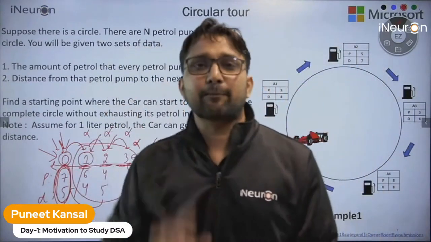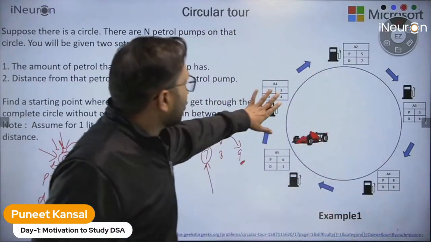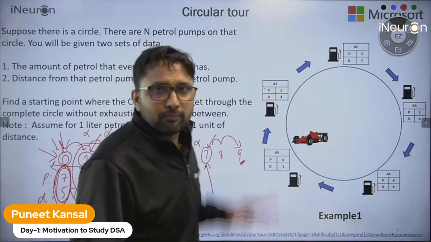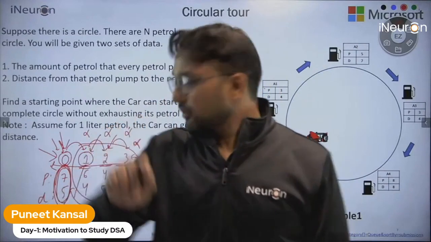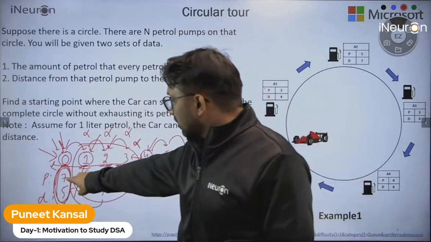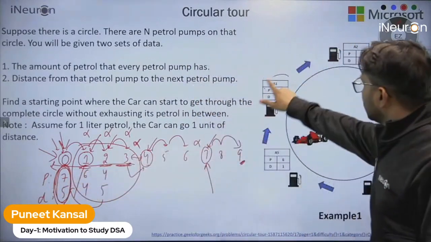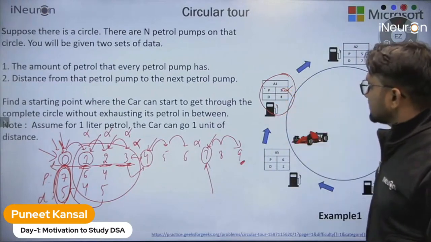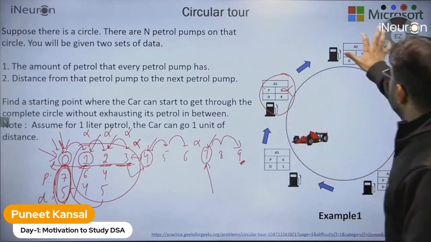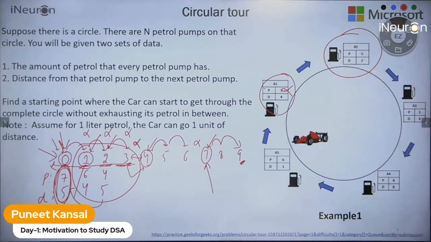First step, start from the 0th location, the 0th petrol pump. Find out the petrol pump which is having more petrol or equal petrol to the distance. Here, this is having less petrol than the distance, so I will not start from here. This is also having less petrol. This is having 5 petrol, distance is 7. I will not start from here. This is the first step of the algorithm I'm telling you.